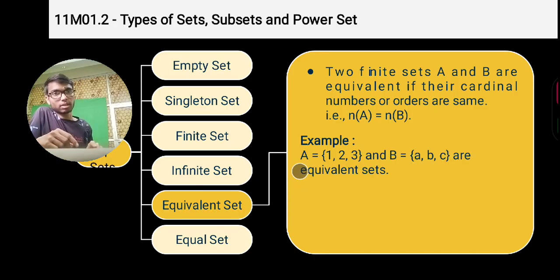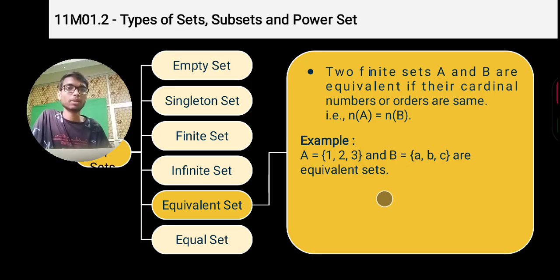Next, let's try to understand with an example. We have this set 1, 2, 3. In this we have 3 elements. And in the other set we also have 3 elements. Here our focus is on the number of elements, and both are the same, so both will be equivalent sets.